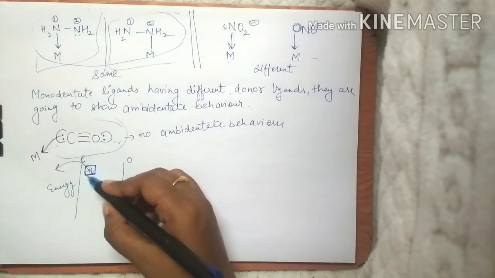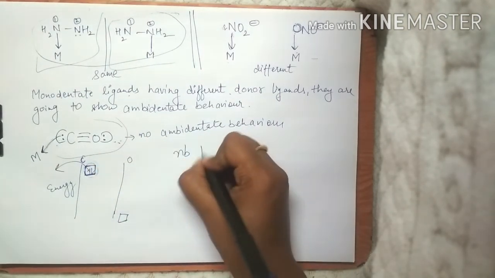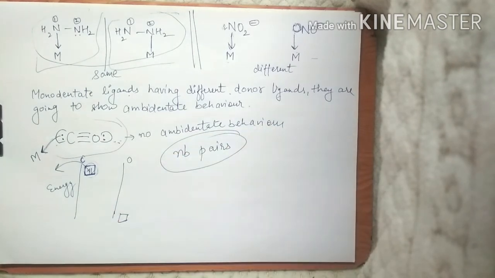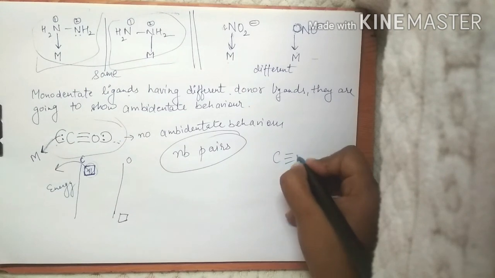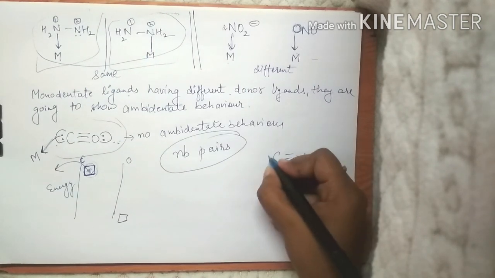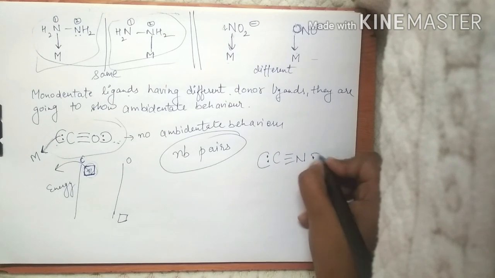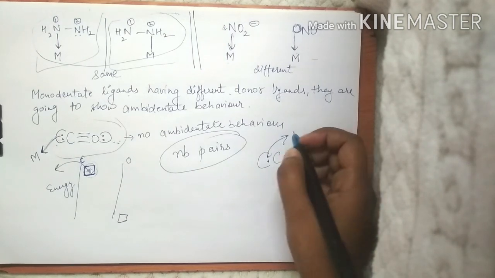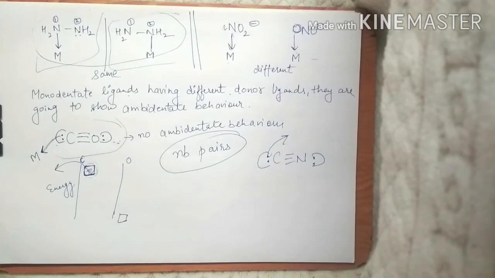So the energy ordering of non-bonding pairs is very important. Based on that only we can find out which ones have ambidentate behavior and which ones do not. For example, in case of CN also, carbon has a lone pair and nitrogen has a lone pair. Mostly carbon donates its lone pair. So this is the reason some ligands show ambidentate behavior and some ligands have two different donor sites but still are not able to show ambidentate behavior.